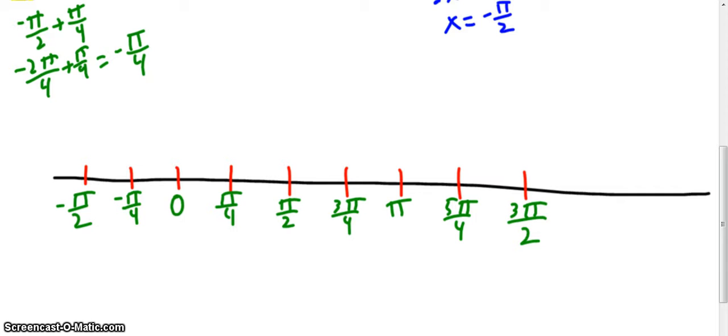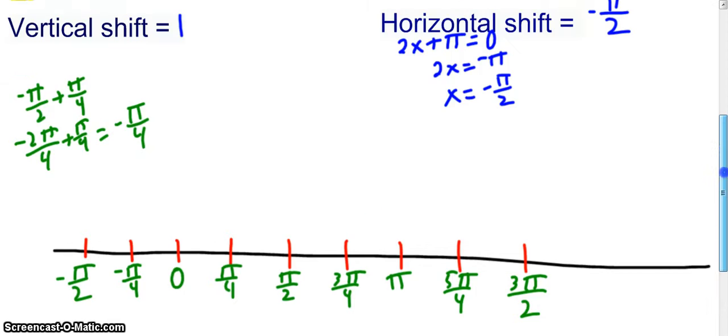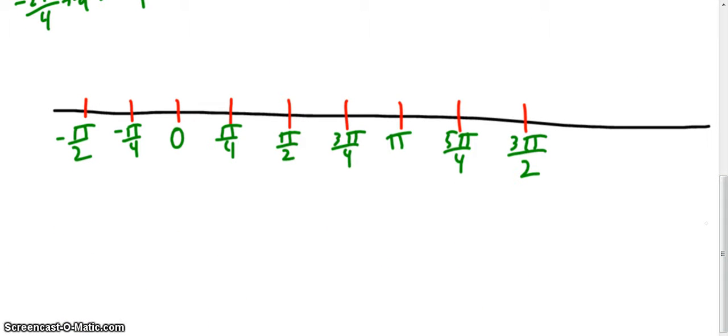Now, what was our vertical shift? Our vertical shift was 1. So I'm going to label this 1. Here I can put in the rest of the axes, right? But I'm saying that this line right here is 1. That's okay, as long as I label it.